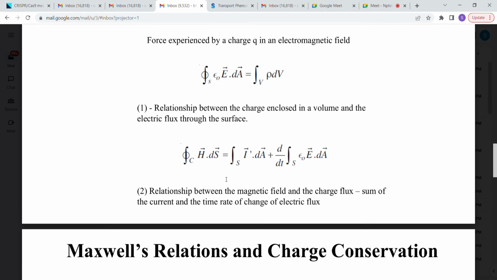I hope it's not too much for you guys. I mean, all these formulas, you're not intimidated by this. It's just formulas.